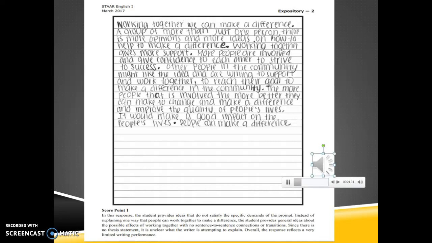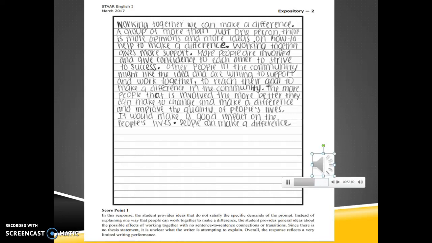Working together, we can make a difference. A group of more than just one person, there is more opinions and more ideas on how to help to make a difference. Working together gives more support. More people are involved and give confidence to each other to strive to success. Other people in the community might like the idea and are willing to support and work together to reach their goal to make a difference in the community. The more people that is involved, the more better they can make to change and make a difference and improve the quality of people's lives. I would make a good impact on the people's lives. People can make a difference.